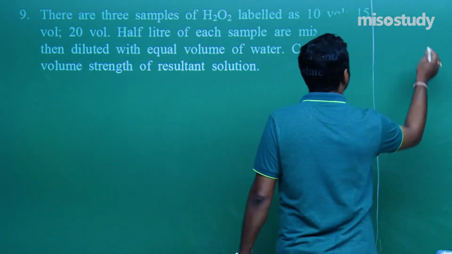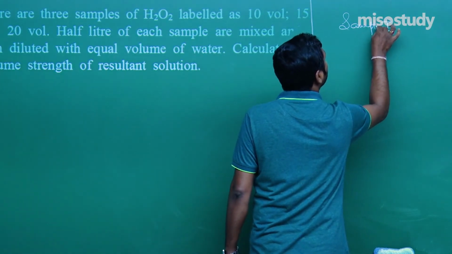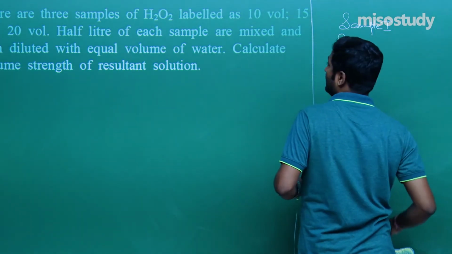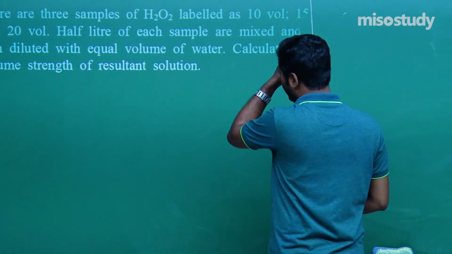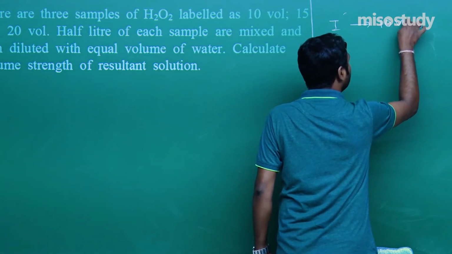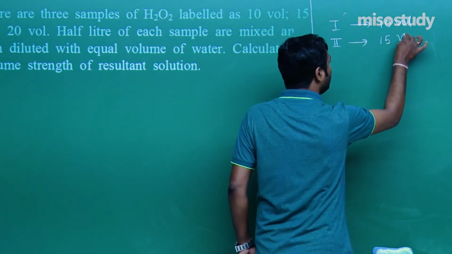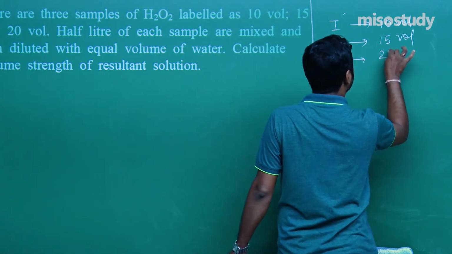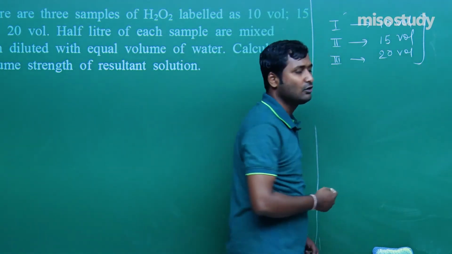3 samples. Sample 1 contains 10 volume, sample 2 contains 15 volume, and sample 3 contains 20 volume. What to find? The volume strength. That is, we need to find the normality.